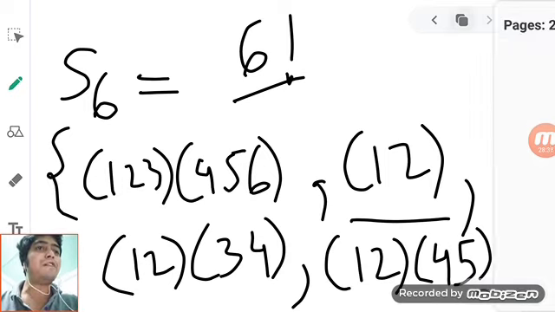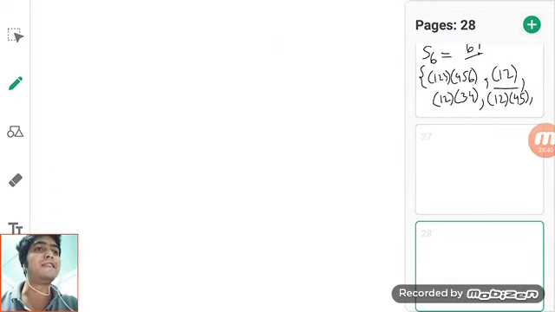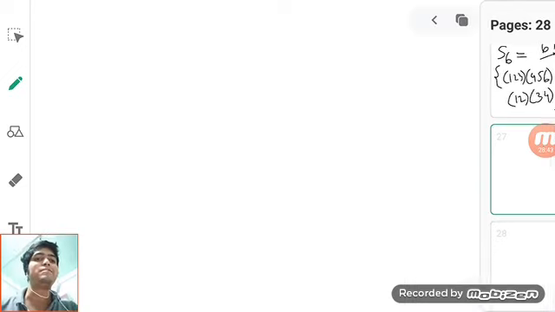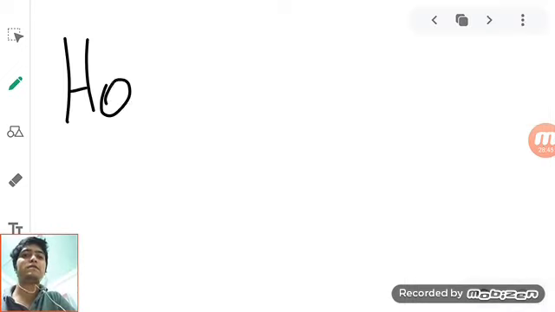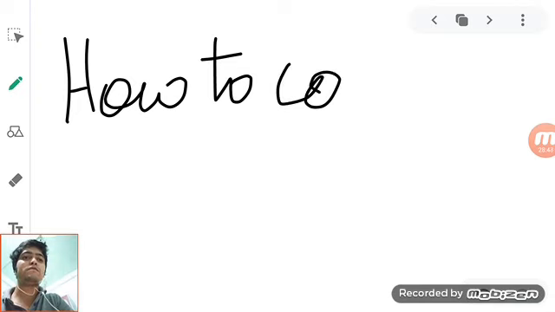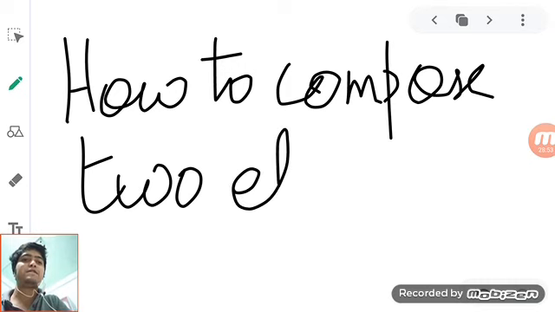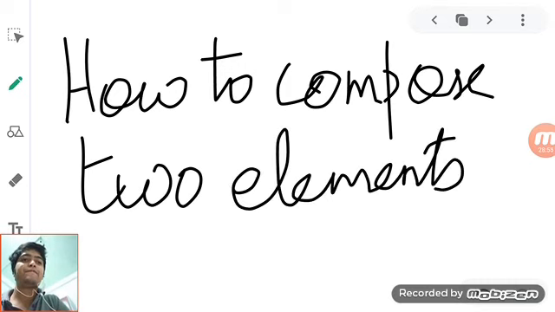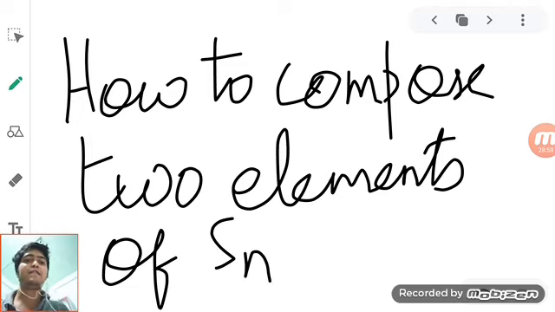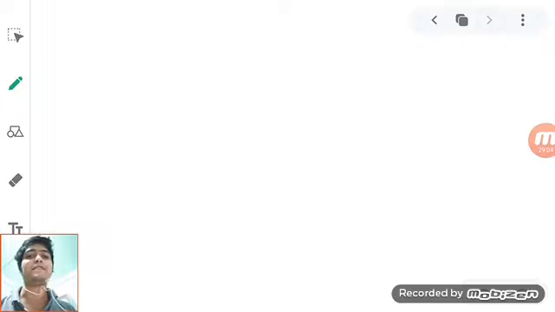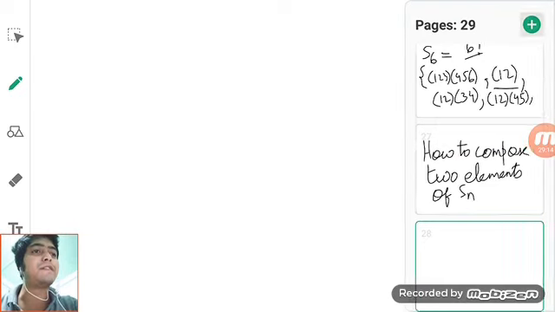But now we will first learn what the identity is. Maybe it's best to ask, how do we compose two elements of Sn? How do we compose two functions? That is the question. But since we are now using cycles, it is easier to see. So let me just add more pages.